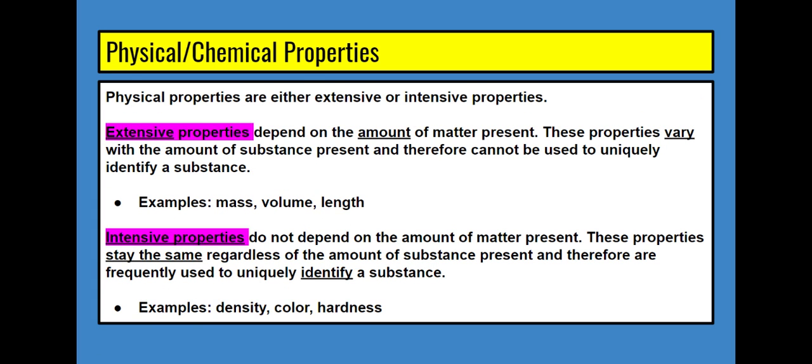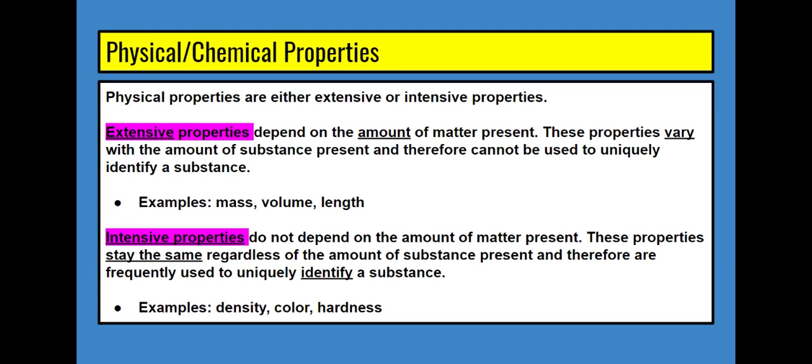All right. Now, diving in a little more to physical properties, these are going to be more important when it comes to your tests than the chemical properties, because you need to know the difference between the two types of physical properties. They are either extensive or intensive. Extensive properties depend on the amount of matter present, right? It depends on the amount. These properties vary with the amount of substance present and therefore cannot be used to uniquely identify a substance.